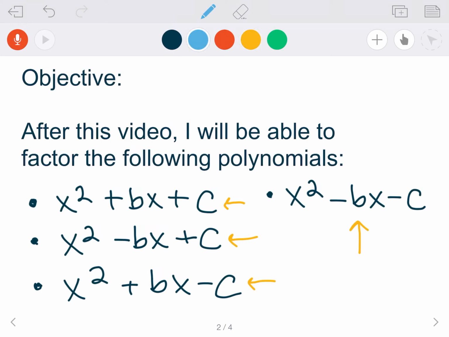But in reality, as long as you know how to factor this first form, you will be good to go for all four cases. So let's start with just a refresher about the FOIL method. The FOIL method can be found in an earlier section, but let's just review it here.